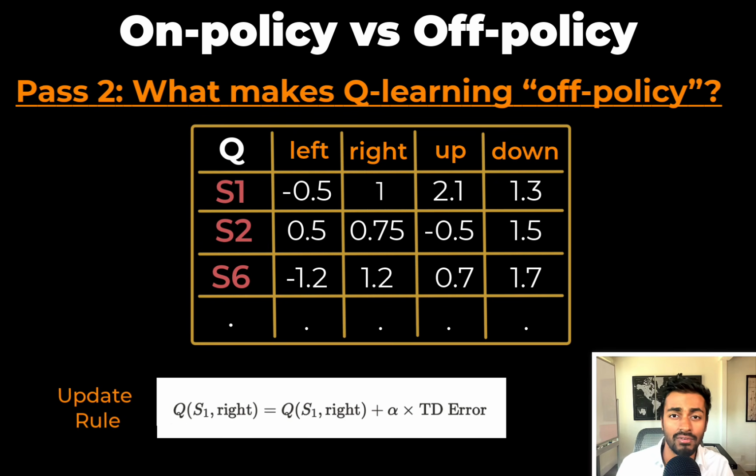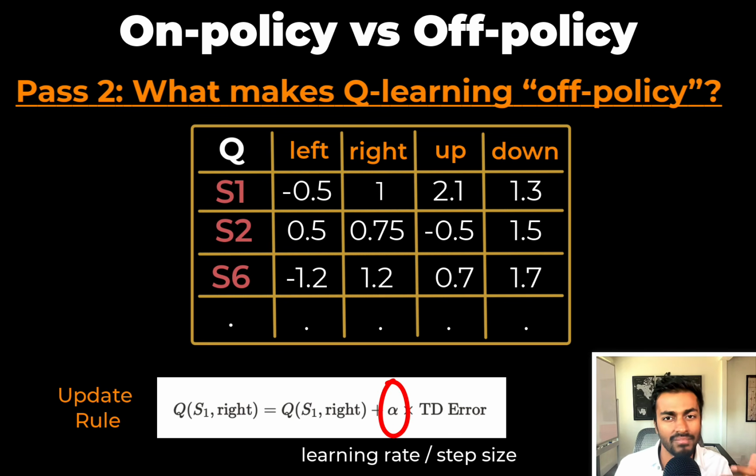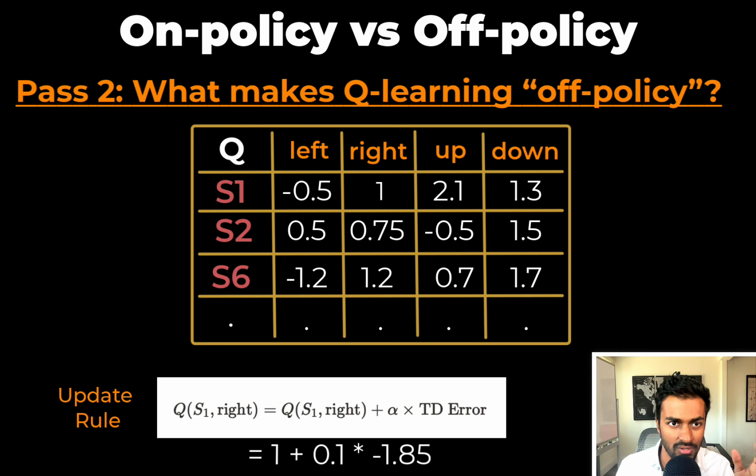Now we update this value in the Q table based on a formula that looks like a gradient update rule, where alpha is a step size or learning rate, and we'll keep it at, again, 0.1. The first Q value is going to be 1, plus alpha 0.1 times the temporal difference error, which is -1.85. Doing the math, we get 0.815 as the new Q value. And so we update the single Q value in our table. This is the end of our first time step.